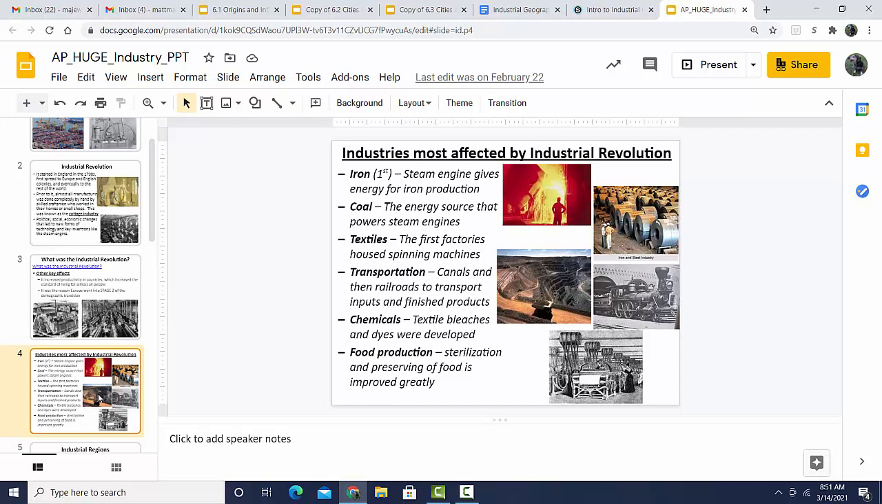Chemical industry, textile, bleaches for different colors of clothing, dyes were developed, chemicals that allowed for the preservation of food. That's a major change as well. We even start to see the emergence of some chemical fertilizers already, and other methods for increased production as well. Preservatives, a lot of preservatives, right, that allowed food and other products to last longer than they had previously. And speaking of food production, right, sterilization, the preservation of food was greatly improved as a result of industrialization.